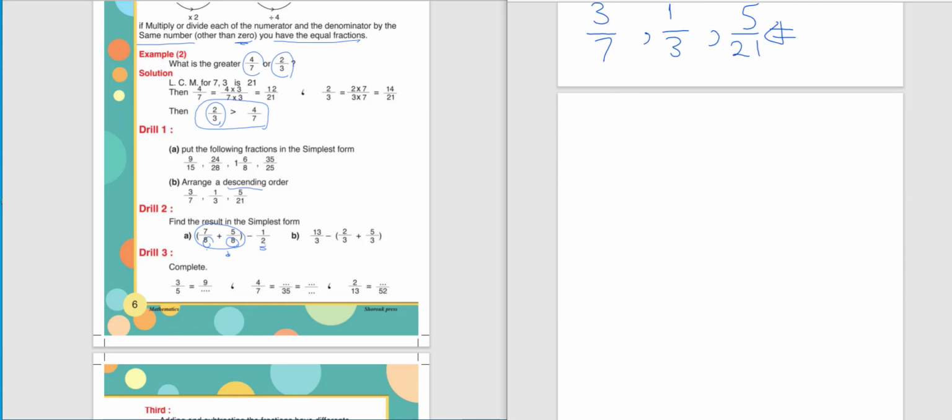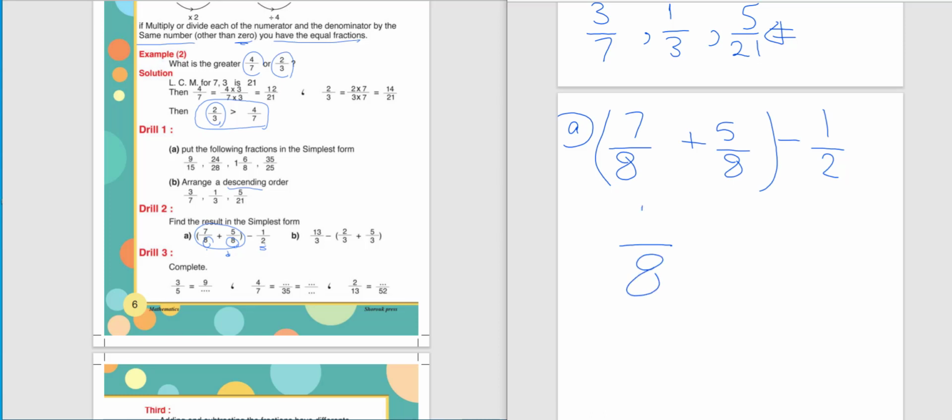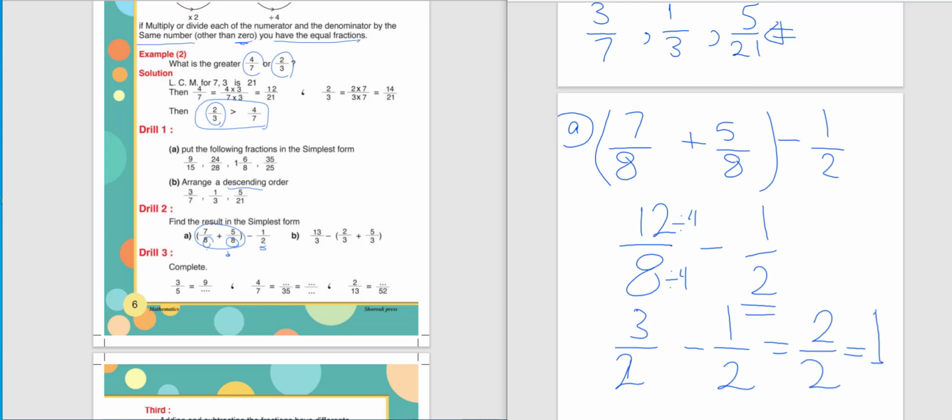Let's solve it. Letter A, and you can solve letter B. 7/8 plus 5/8 minus half. 7 plus 5 equals 12 minus half. So 2 must become 8, and 8 becomes 2. We can divide 8 by 4 and 12 by 4 and get 3/2 minus half equals how many? Equals 2/2, and 2/2 equals what? Equals 1. Then you can solve letter B.